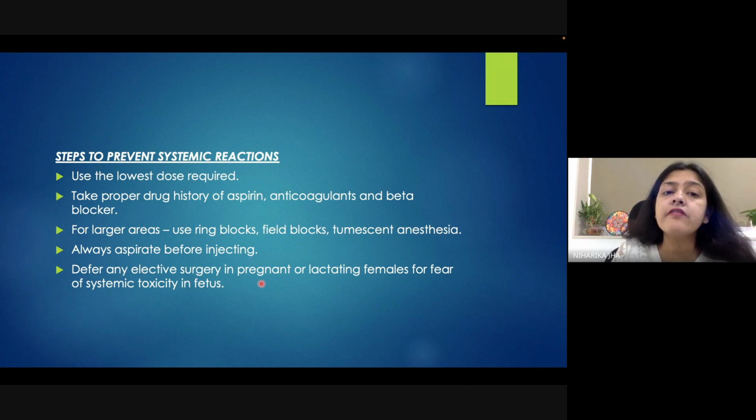Defer any elective surgery in pregnant or lactating females because of the fear of any systemic toxicity that can develop in the fetus.